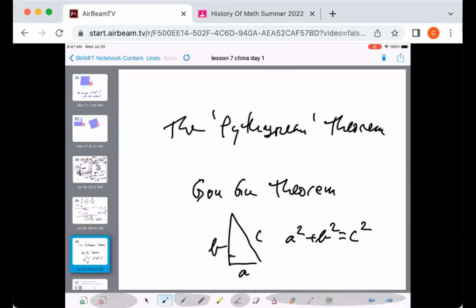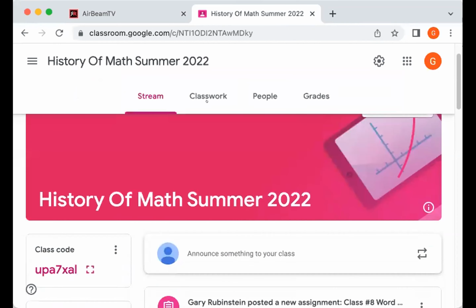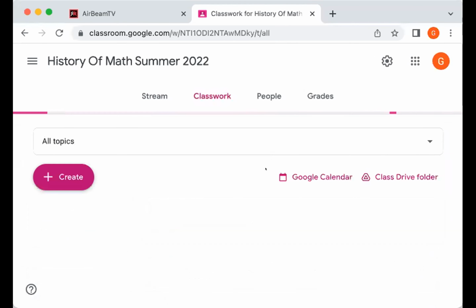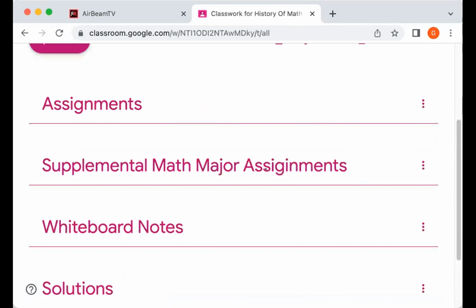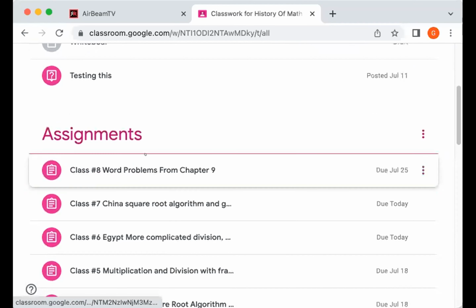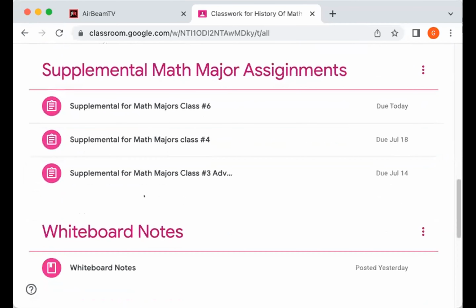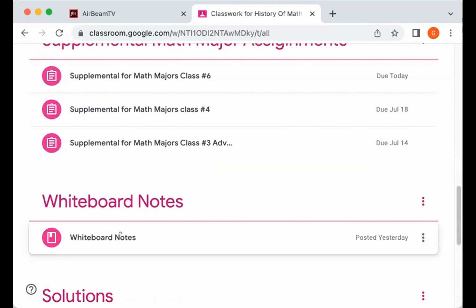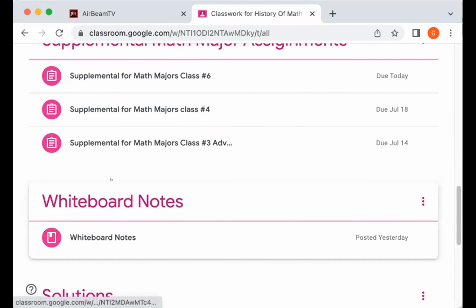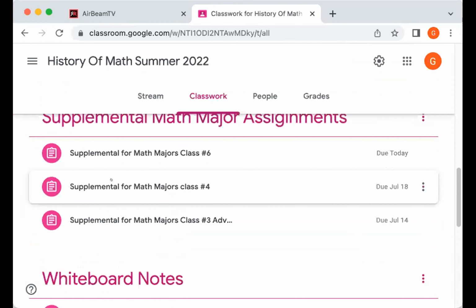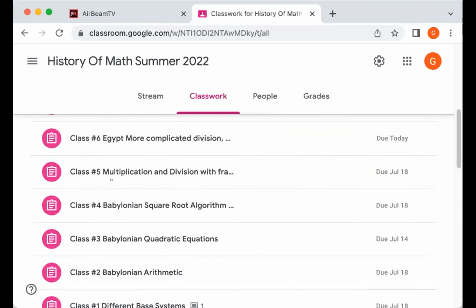Now, chapter 9 is a collection of 24 word problems. In the Google Classroom, I just put this up recently, you can see I put down whiteboard notes. So there's a folder here. I'm going to post these whiteboard notes each day also. The more resources you have, the better.